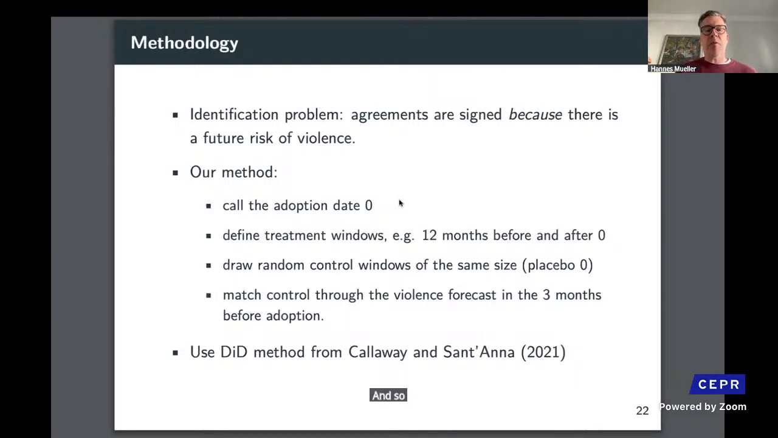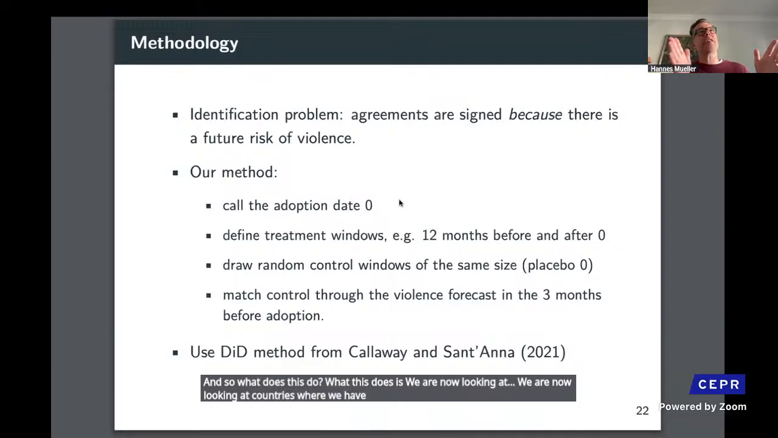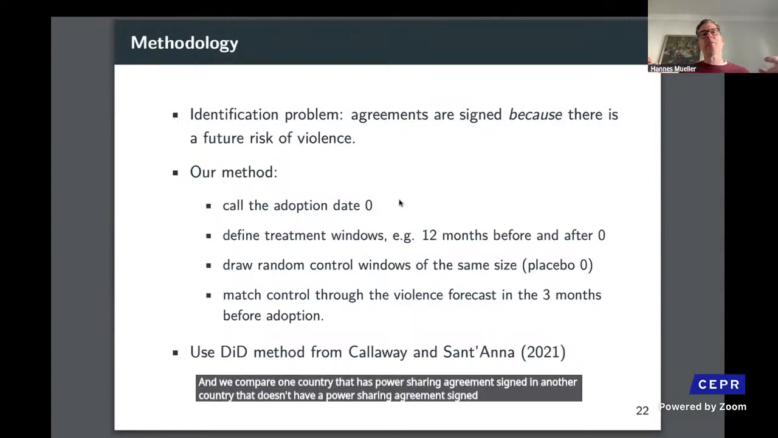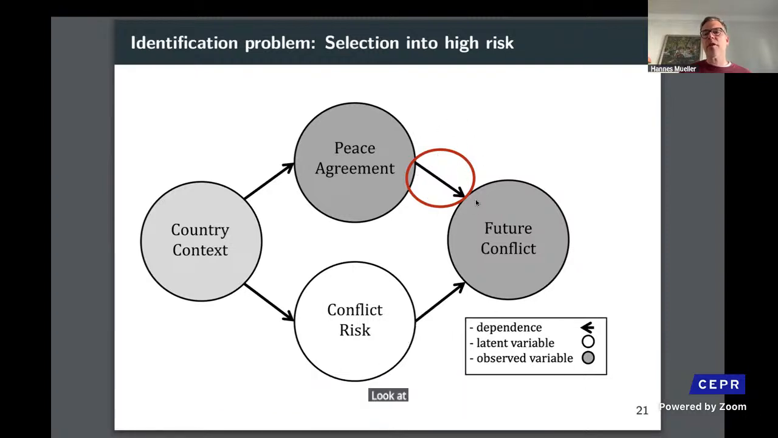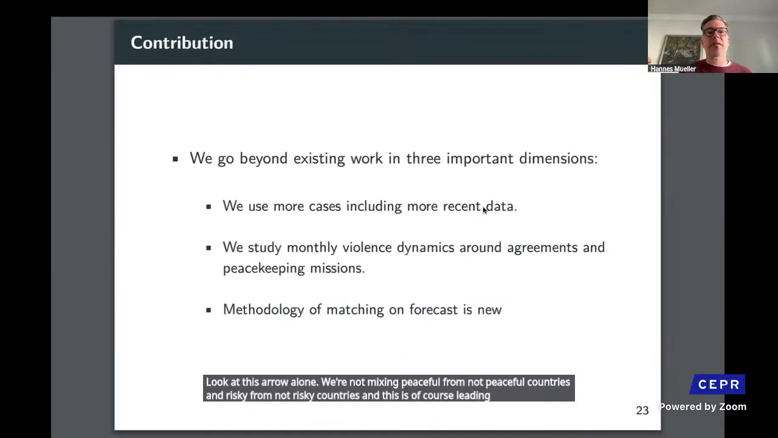And so what does this do? What this does is we are now looking at countries where we have another country in a very different situation that had a similar conflict risk, and we compare one country that has a power sharing agreement signed and another country that doesn't have a power sharing agreement signed, right? And so this way we are able to compare two countries with the same underlying conflict risk, and we are able to control for that. And because we're able to control for that, we can finally look at this arrow alone. And we're not mixing peaceful from not peaceful countries and risky from not risky countries. And this is, of course, leading to a much stronger causal identification, right?